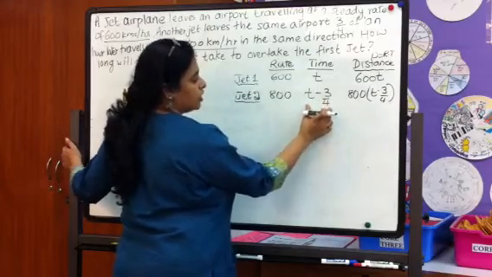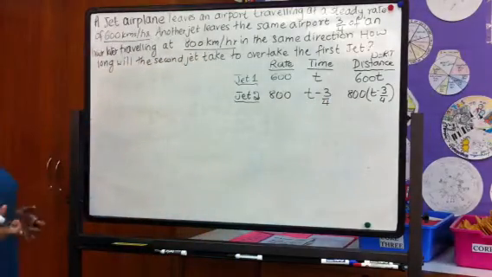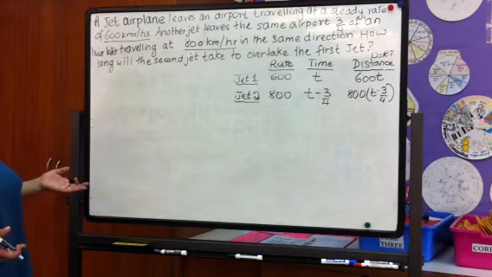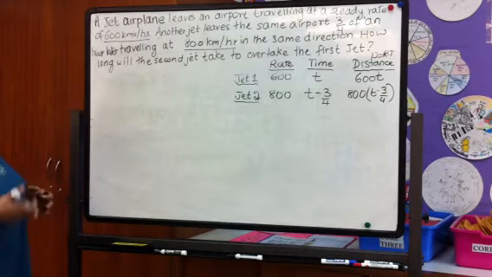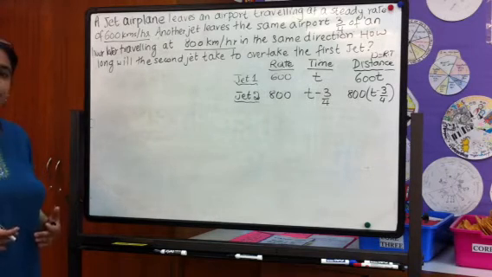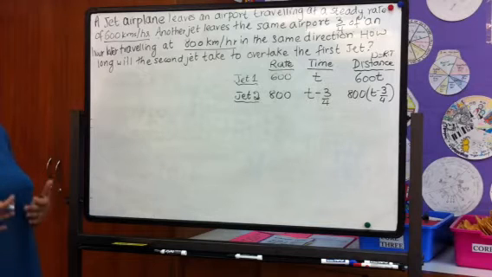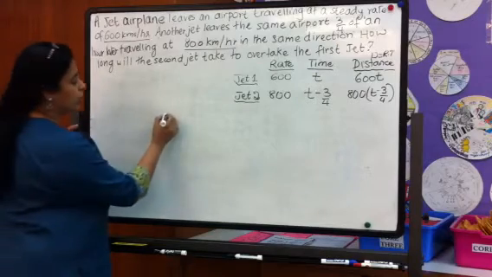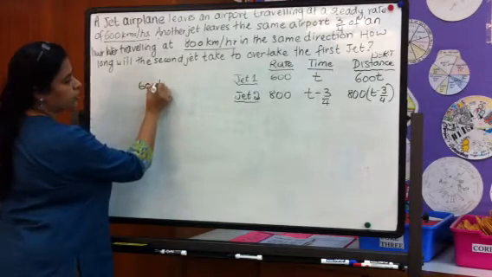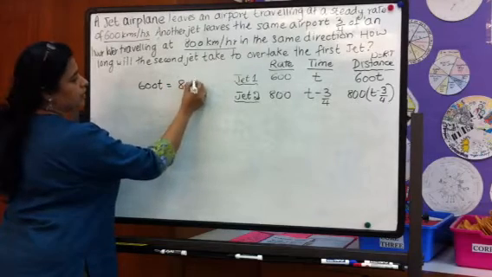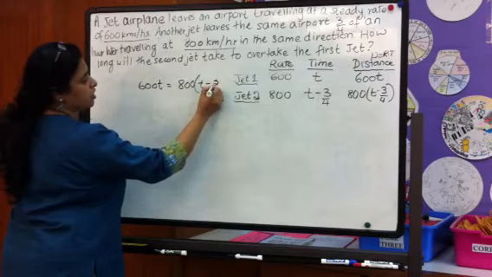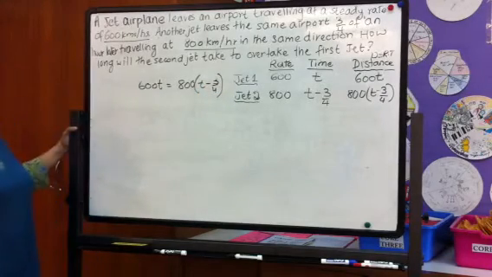Remember to put it in brackets because t minus 3/4 is the time. It's one single quantity. Now it's time for us to create the equation so that we can solve this problem. The point where the second jet begins to overtake the first jet, at that point the distance is the same for both of them. So the distance of jet 1 equals the distance of jet 2, which is 600t equals 800 times (t minus 3/4).